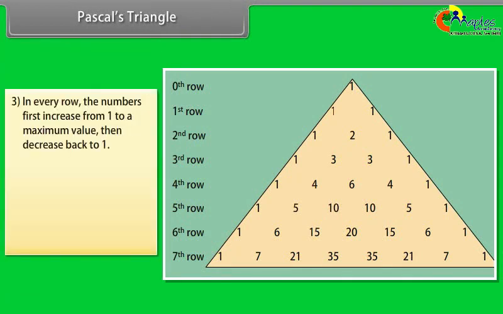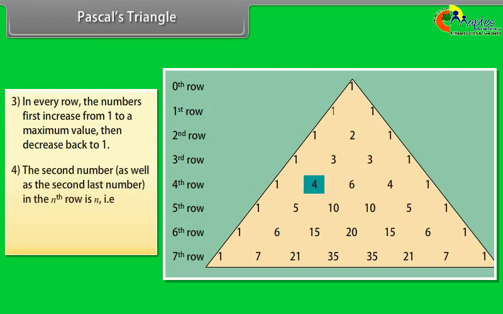In every row, the numbers first increase from 1 to a maximum value, then decrease back to 1. The second number as well as the second last number in the nth row is n, that is, nC1 = nC(n - 1) = n.